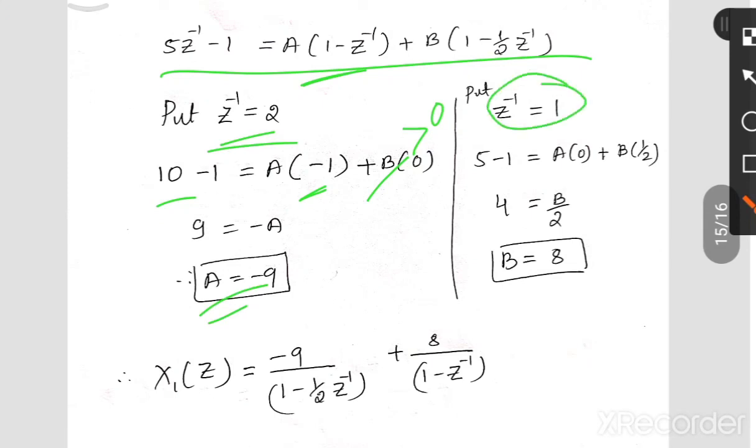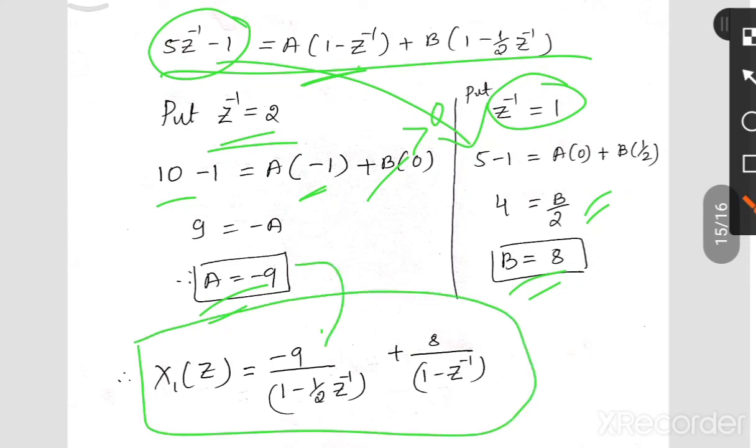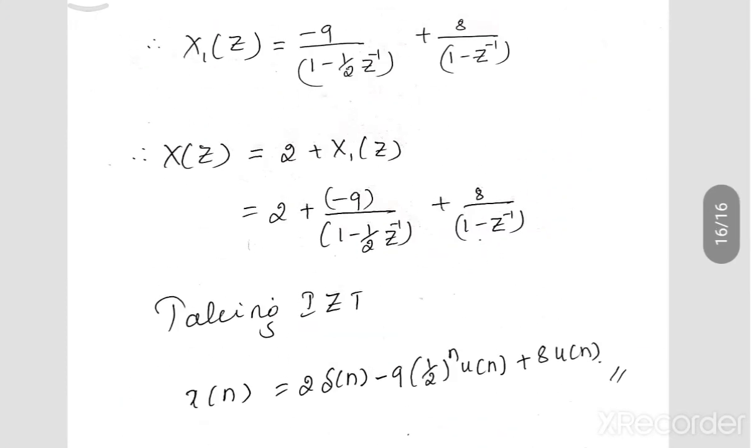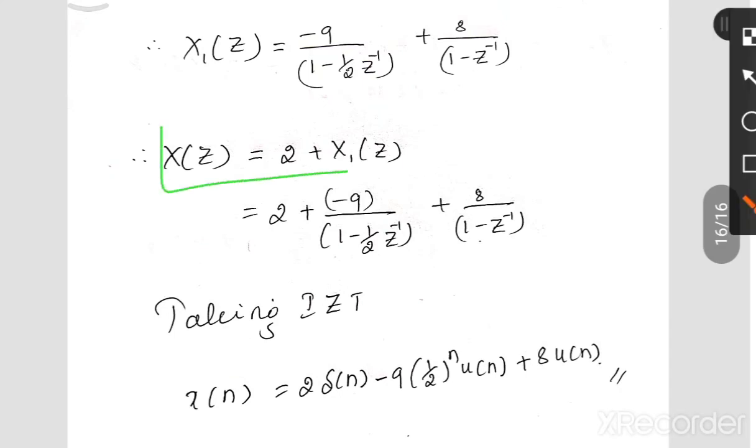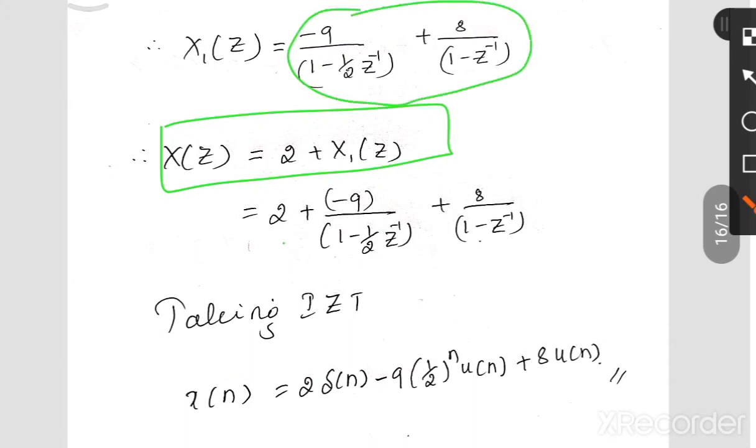Then put z inverse equal to 1 to make the A value equal to 0 to get the B value. So with z raised to minus 1 equal to 1, this term will be 5 minus 1 equal to A is 0 plus B into 1 minus 1 by 2, which is 1 by 2. Therefore B will be equal to 8. Therefore X1 of z is my A value, minus 9 divided by the term, plus B, 8 divided by 1 minus z raised to minus 1. So we have got this, right? But X of z is 2 plus X1 of z. 2 plus X1 of z is this term.